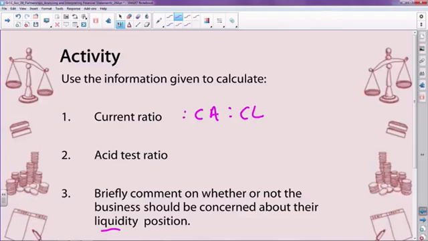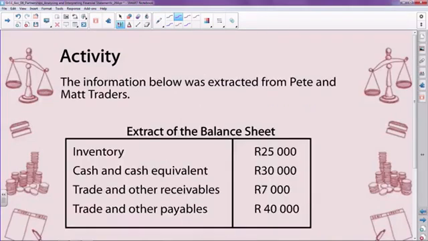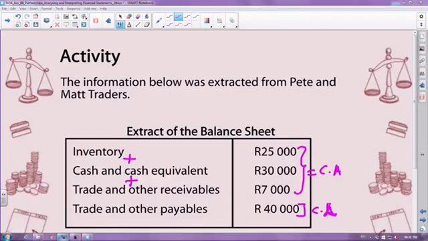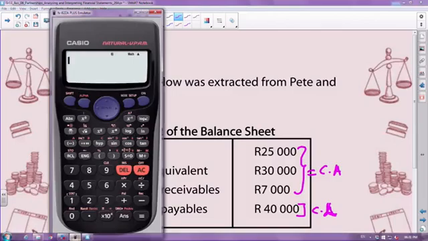Right, so if we go back to our information, inventory plus cash and cash equivalent plus trade and other receivable. In other words, if I add 25,000 plus 30,000 plus 7,000, that gives me my current assets. Trade and other payable, there's only one amount. So this amount of 40,000 represents my current liabilities. Okay, let's write that properly.